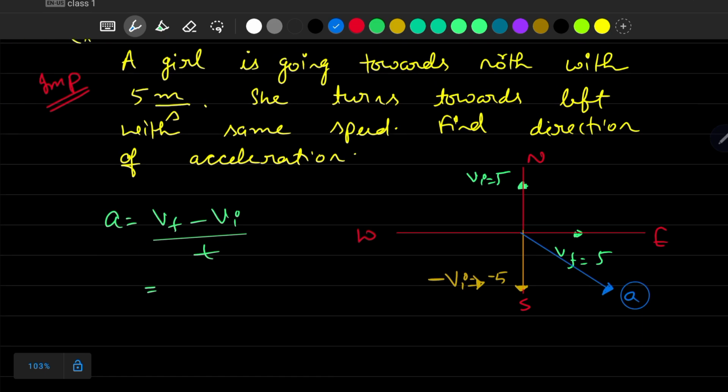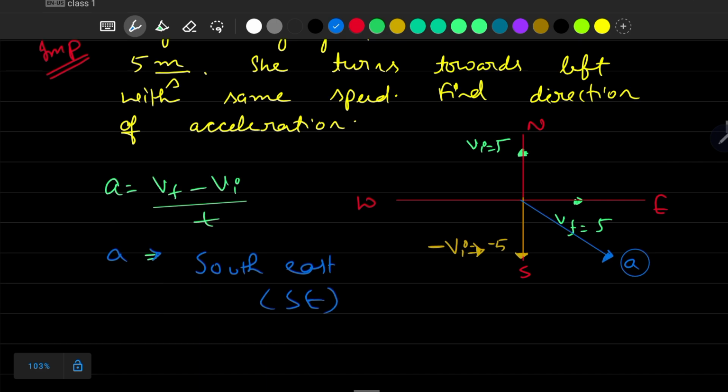So make sure that you properly understand this concept, that acceleration is v final minus v initial upon t. V initial was towards north, so minus v initial will be towards south. Now v final is towards east, minus v initial is towards south, so acceleration will be in which direction? The acceleration direction comes as southeast, SE. This is a beautiful question. I hope everyone got it.